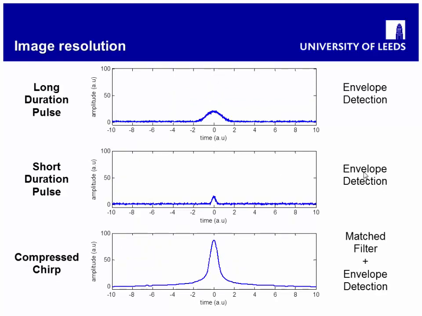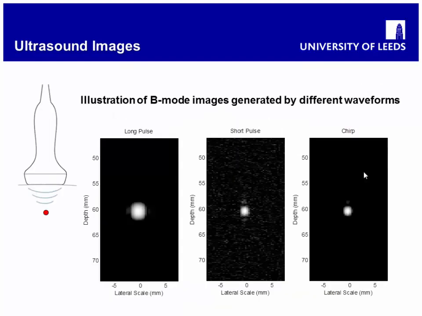When you apply envelope detection, it's a Hilbert transform, basically. You're going to have a slightly better resolution for a long duration pulse. For a short duration pulse, slightly better resolution, slightly better SNR. But compressed chirp is going to have the benefits of both. So it's what you're going to see on a beam mode imaging. It's a basic illustration. Bad resolution, good resolution, and good SNR.